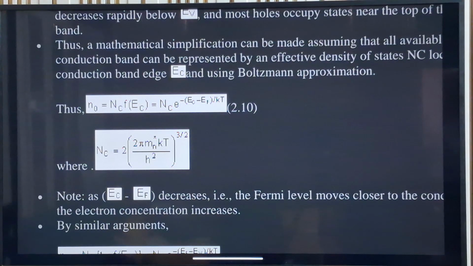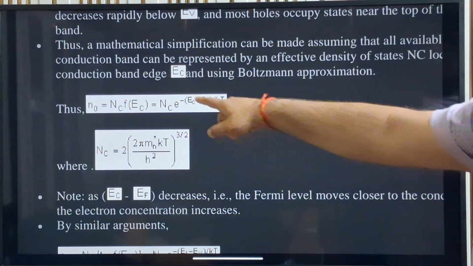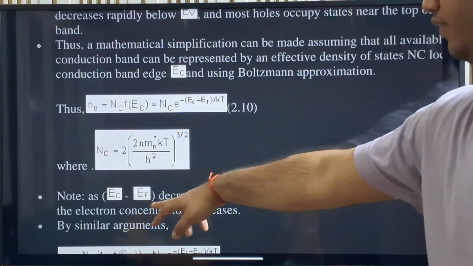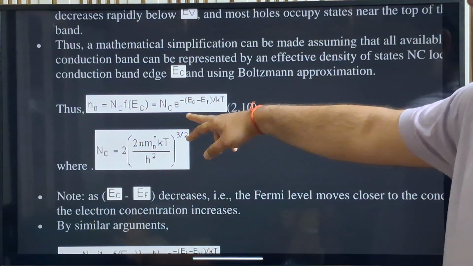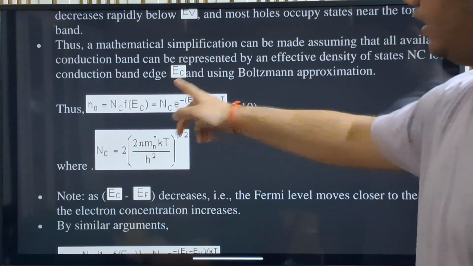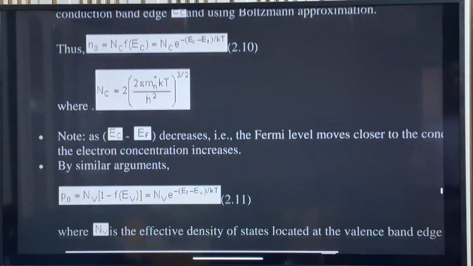Since this is e to the power minus (Ec minus Ef), this is basically 1 by e to the power (Ec minus Ef). So if Ec minus Ef decreases, this e to the power term will decrease. So the denominator decreases, and the entire term actually increases. Therefore, we get a higher electron concentration.